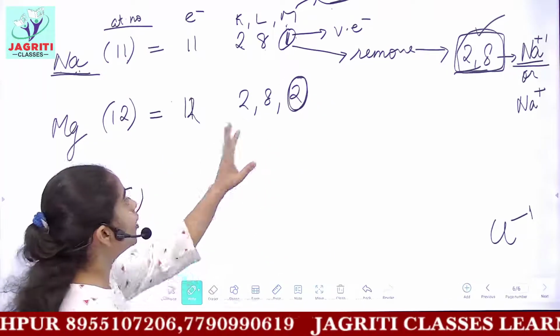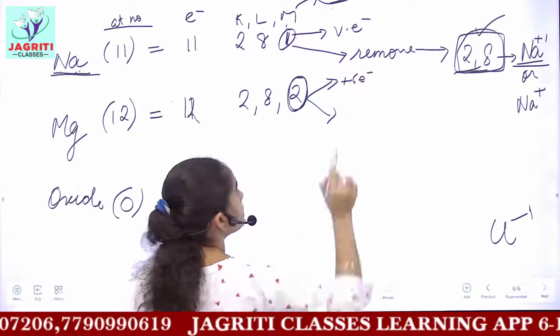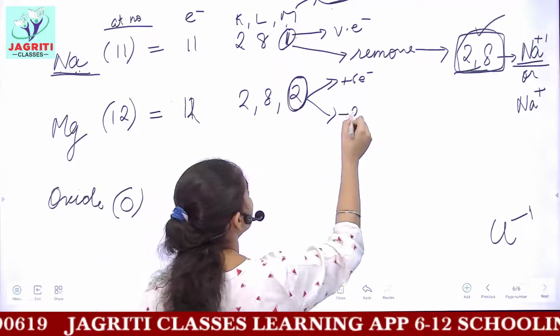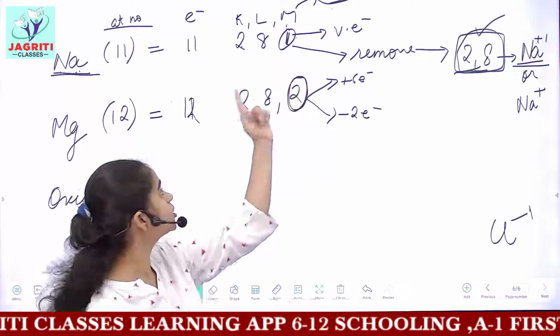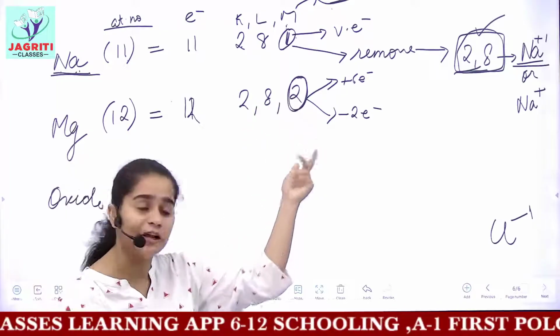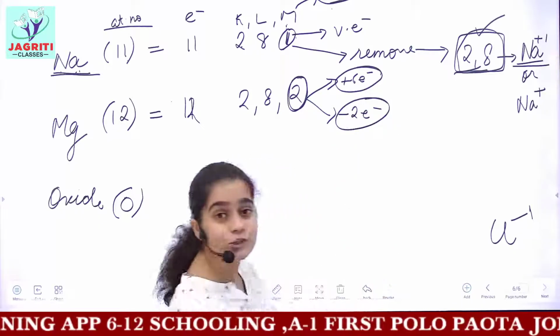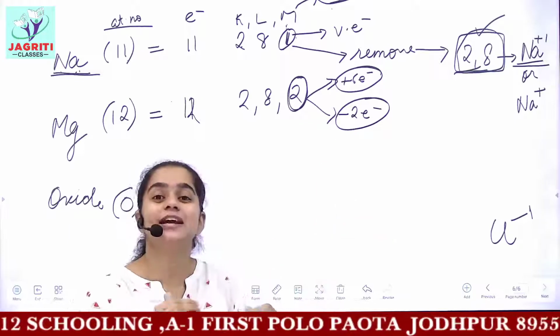So what can magnesium do? Magnesium can take 6 electrons, because 6 plus 2 will become 8, or this magnesium can lose these 2 electrons. After losing these 2 electrons, the configuration would be 2, 8 and it would be stable. Which work is easier? Gaining 6 electrons or losing 2 electrons? Correct. Losing 2 electrons is energetically favorable.